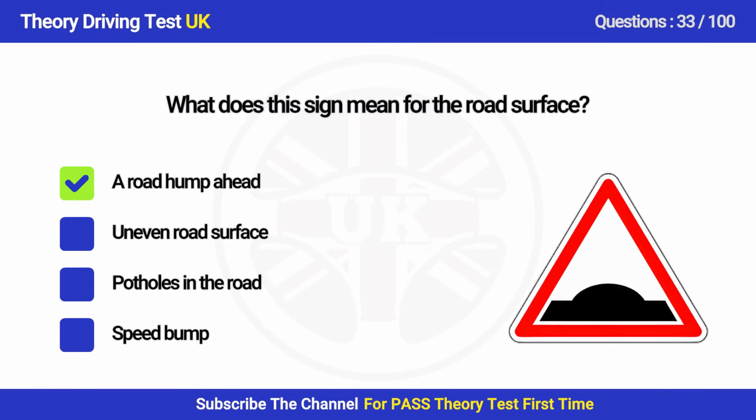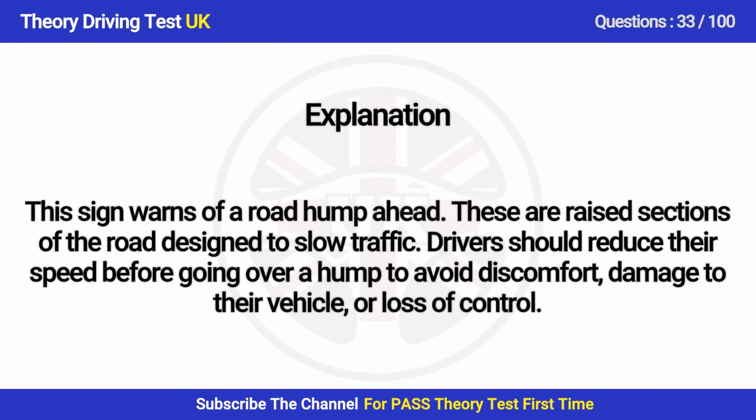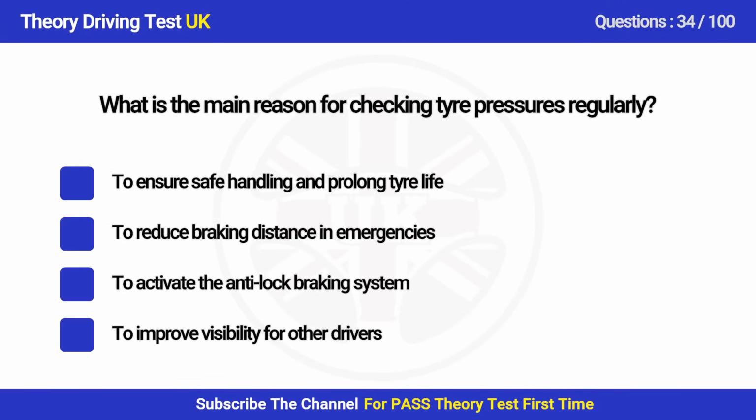Answers is A. Road hump ahead. This sign warns of a road hump ahead. These are raised sections of the road designed to slow traffic. Drivers should reduce their speed before going over a hump to avoid discomfort, damage to their vehicle, or loss of control. Question 34. What is the main reason for checking tire pressures regularly?